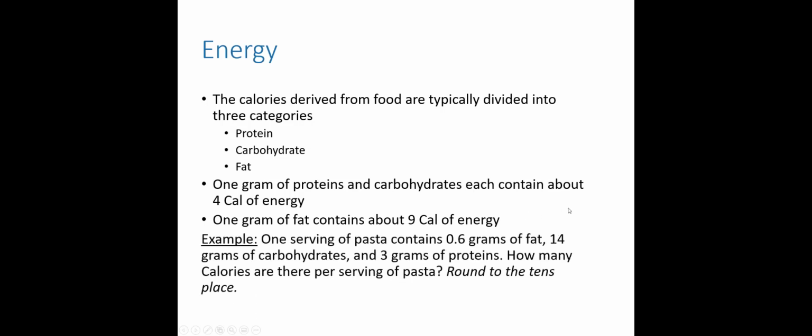So this is really the only calculation from this chapter that you need to be able to do, and that is to derive the total calories of a meal based on its protein, carbohydrate, and fat content. So let's say we take 1 serving of pasta, and a serving of pasta says it has 0.6 grams of fat, 14 grams of carbohydrates, and 3 grams of proteins. We want to know how many calories there are, and to keep significant digits simple, let's just round this value to the tens place.